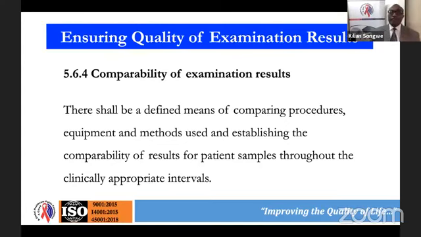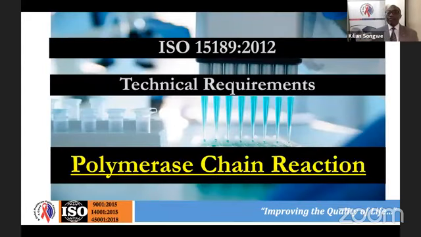So in a nutshell, I just wanted to make a presentation on three of the 10 elements in the technical requirements of the standard that we need to think about. We need to think about our personnel. We need to think about their competencies, their readiness to come onto the job. We need to think about the environment in which the work is going to be done. Today, we're talking about COVID-19. It needs special biosafety cabinets to be able to operate in. That's the environment in which COVID-19 is going to be tested.